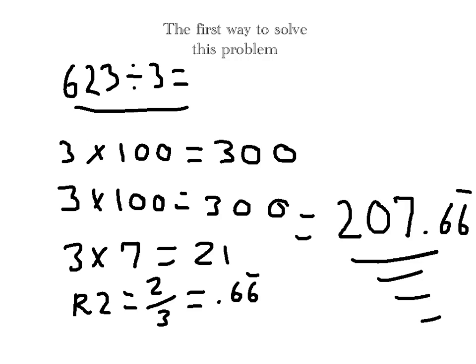We can write this remainder as 2/3 or as 0.666666, but because we don't want to write it on forever, we can put a little line on top, which signifies that this will just keep repeating. So our final answer is 200 plus 7 plus the 0.66, so it's 207.66 with the line on top.